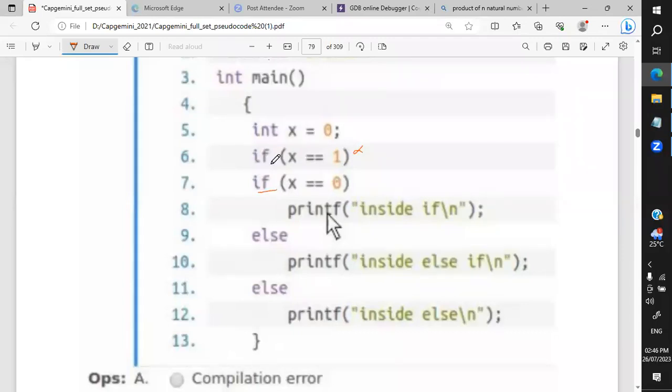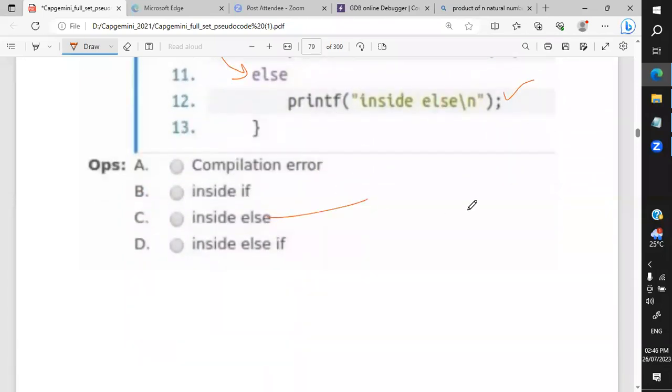Where is the else part of this if? This if is inside. If we don't have braces, we have to consider the second if inside the first if, right? So this else part is here directly. So directly the answer will be inside else. Simple one. Right, inside else is the answer. Very simple.